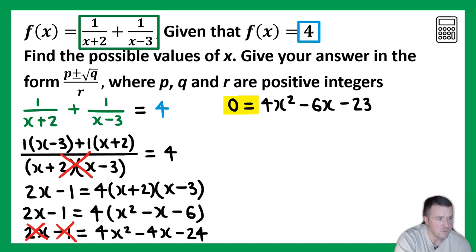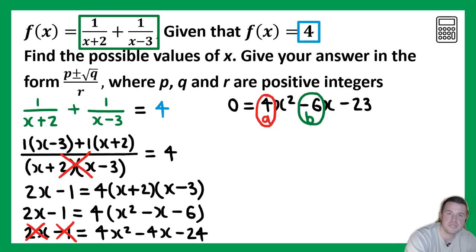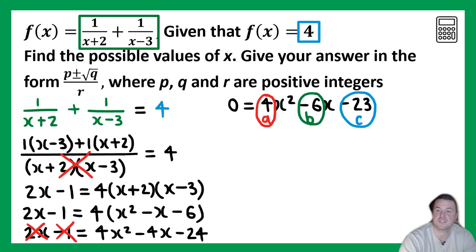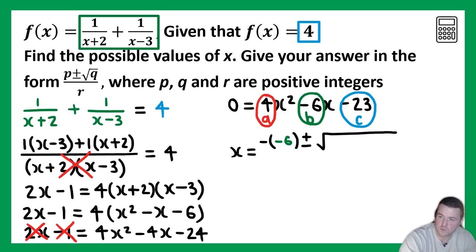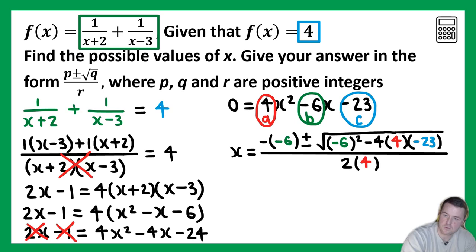Now equal to 0, we can solve the quadratic equation. The use of a calculator is permitted, so we'll be able to use the quadratic formula to do this. 4 is my value for a, negative 6 is my value for b, and negative 23 is my value for c. x is equal to negative b, so negative lots of negative 6, plus or minus the square root of, making sure we use brackets for any substituted values, negative 6 squared minus 4 lots of 4, lots of negative 23, all over 2 lots of a, 2 lots of 4.